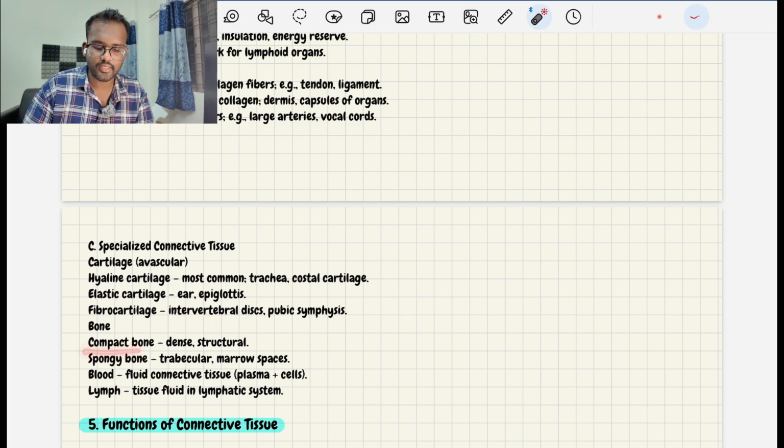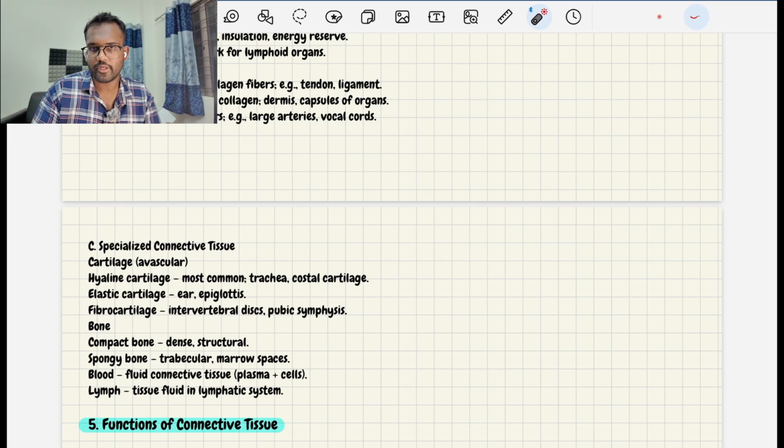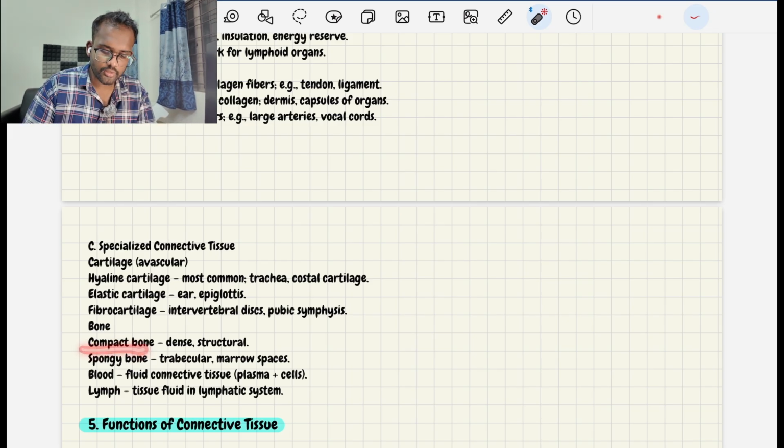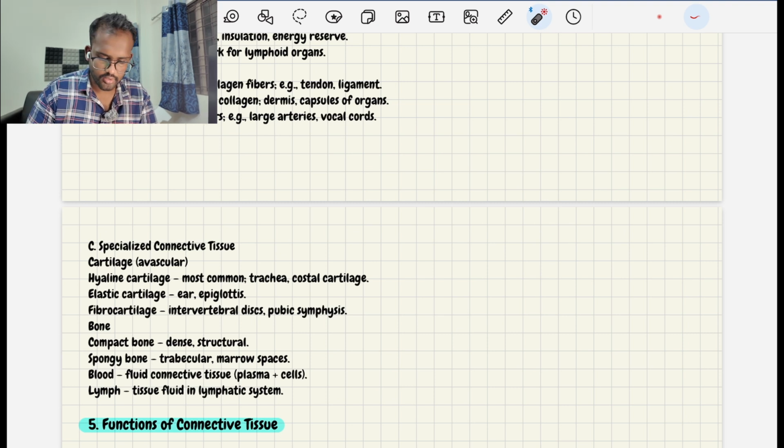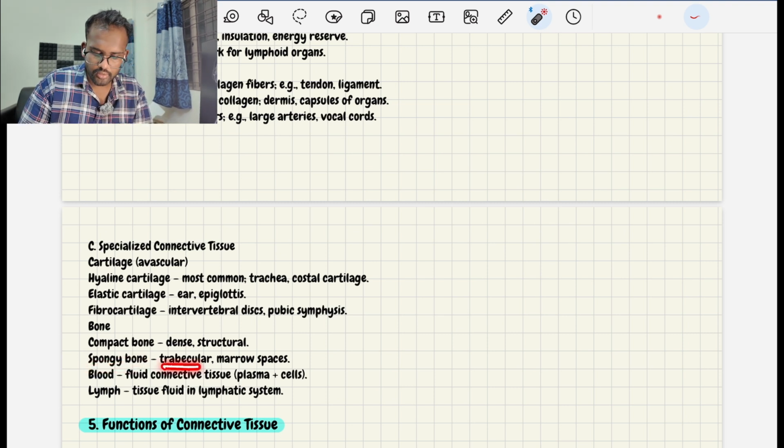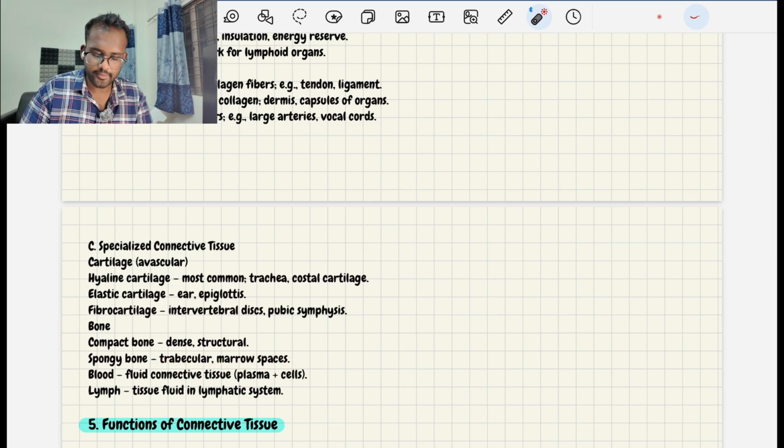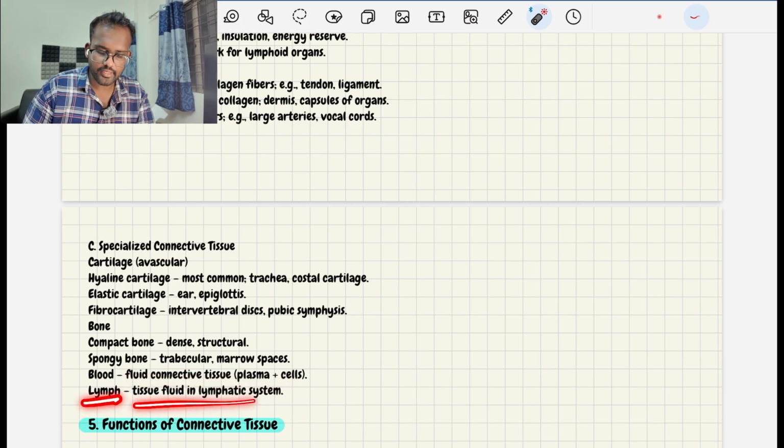Then we have bone. Here also, there are multiple types. We have compact bone and spongy bone. Compact bone is dense and structural. Spongy bone has trabeculae with marrow spaces. Then we have blood, a fluid connective tissue, plasma plus cells, then lymph, tissue fluid in the lymphatic system.